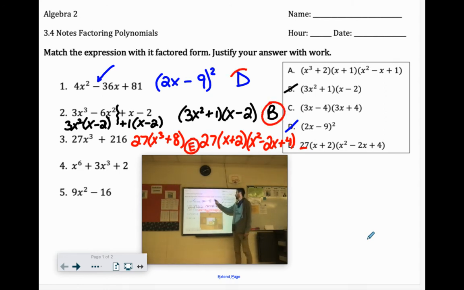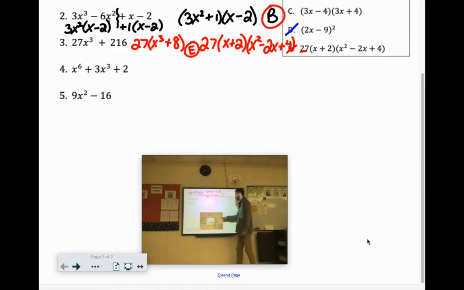Here's B, here's D, 2. So we have A and C. It's pretty easy to see which one is which, but let's pretend like we just had to factor this and it wasn't a multiple choice question.